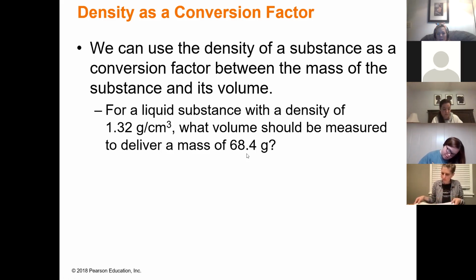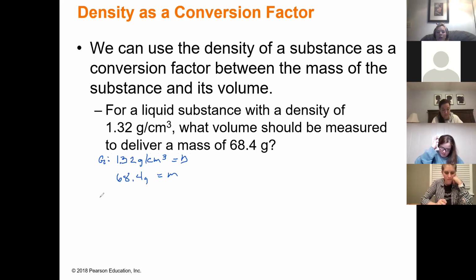Okay, so in this problem, we are not trying to solve for density. We're actually trying to solve for volume. So our given information, we have 1.32 grams per centimeter cubed. That's the density. And we also know that we have 68.4 grams, which is the mass. And I want to find the volume. So equation originally is density equals mass over volume.